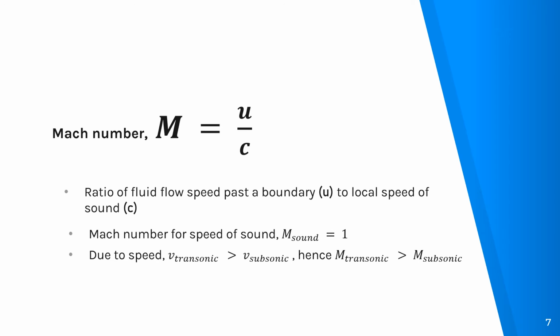Before I go to the methodology, let me introduce a parameter related to this project, the Mach number. Mach number is defined as the ratio of fluid flow velocity past a boundary to the local speed of sound. For your information, the Mach number of sound is equal to 1. As transonic has higher speed than subsonic flow, hence, the Mach number of transonic is higher than subsonic.